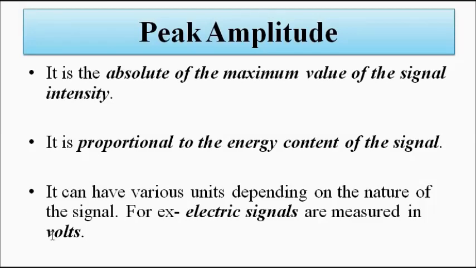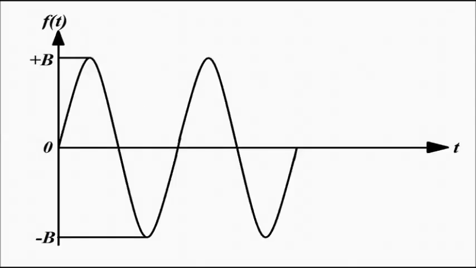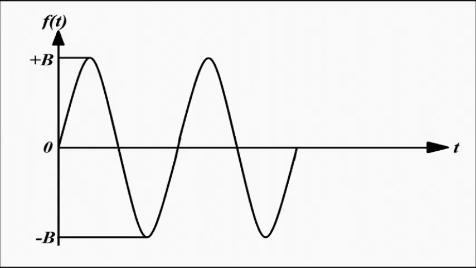So for voltage signals, electrical signals, they can be measured in terms of volts or amperes. Whether they are represented in terms of voltage or current, the amplitude can represent the voltage values or the current values in volts or amperes. So different signals can have different amplitude values. Here it has amplitude A, here it is B, which is slightly higher.